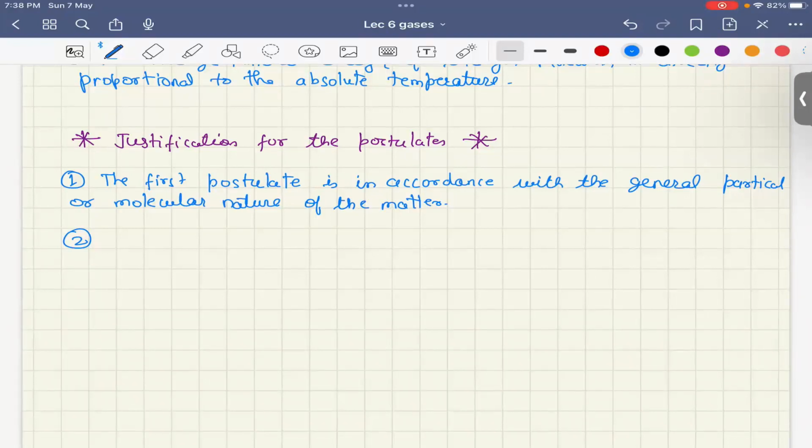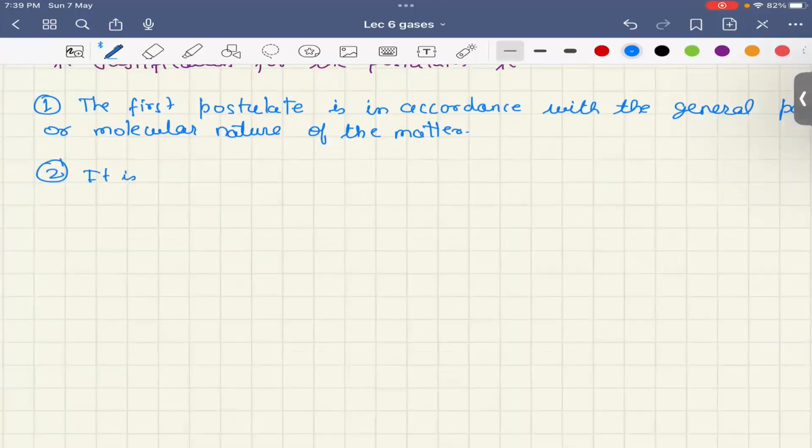Further, the volume occupied by molecules is so small that it may be neglected in comparison to the total volume. For example, it has been experimentally observed that the molecules of gases like hydrogen and oxygen have volume less than 0.1% of the total volume of the gas. Right?